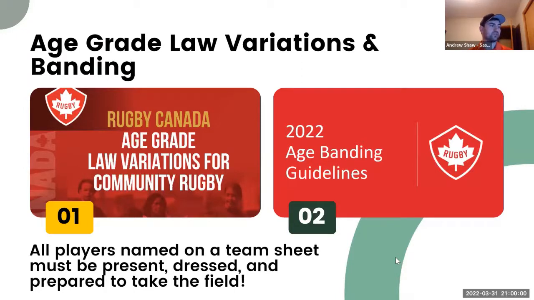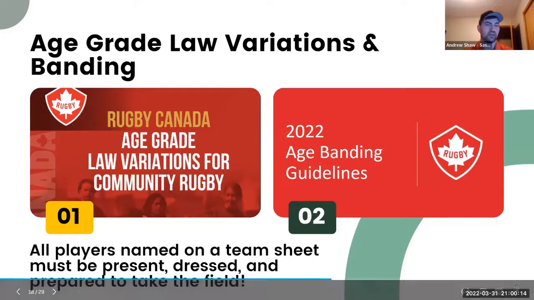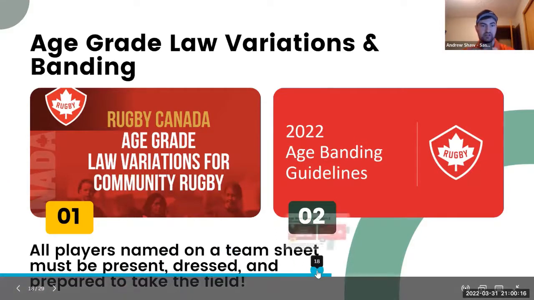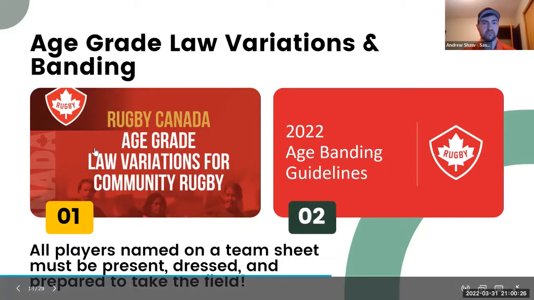Players born in 2006 or later, so 2006, 2007, 2008, so on, cannot play senior rugby in 2022 in any circumstances. So I strongly encourage you to read the link documents on the slide. So when I send the slides out, you'll be able to click on these 2 items before starting your club season, and that's including contact training.